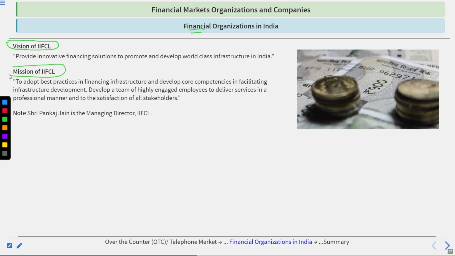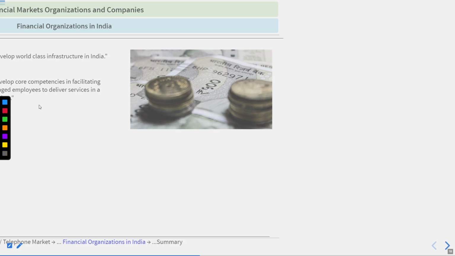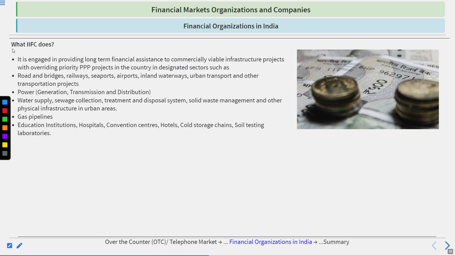What is the mission of the IIFCL? To adopt the best practices in financing infrastructure and develop core competencies in facilitating infrastructure development, develop a team of highly engaged employees to deliver services in a professional manner and to the satisfaction of all the stakeholders. Okay. Now, what does IIFCL do? It is engaged in providing long-term financial assistance to commercially viable infrastructure projects with overriding priority to PPP projects.